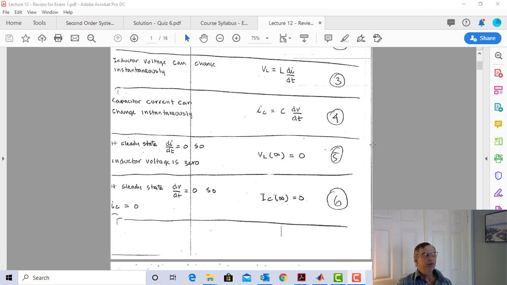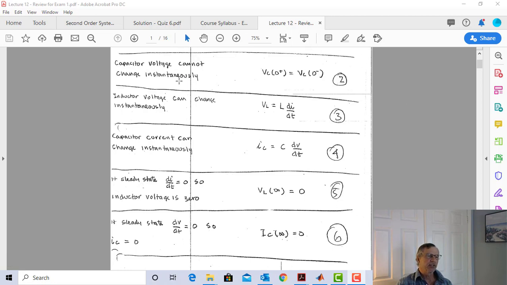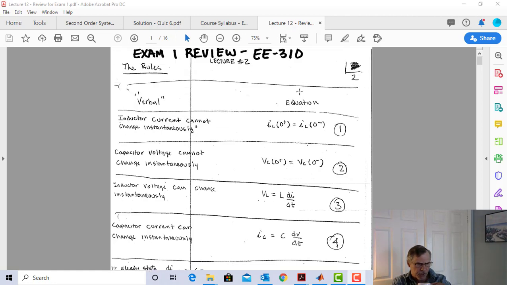So as we've gone through all these thuds and boings, Chapter 8 kind of problems, when we've done all our initial and final conditions, we've really appealed to these rules quite a bit, and that's why I include them in this lecture.